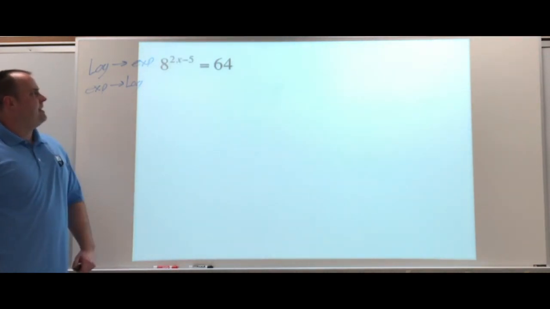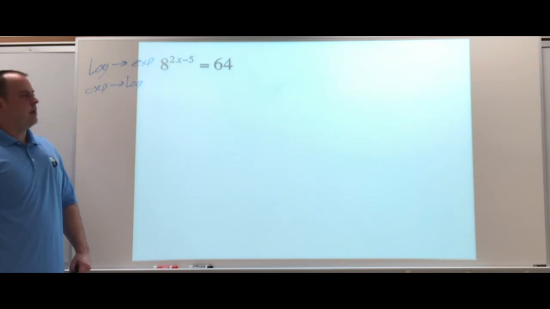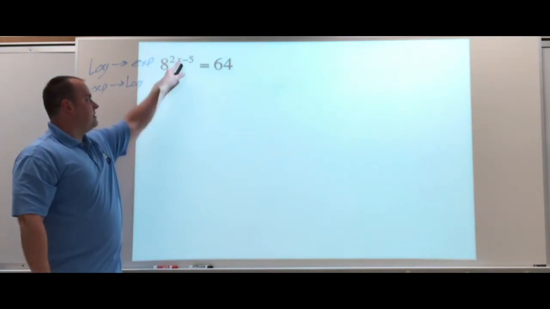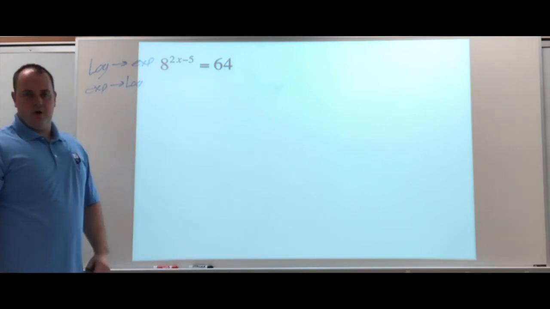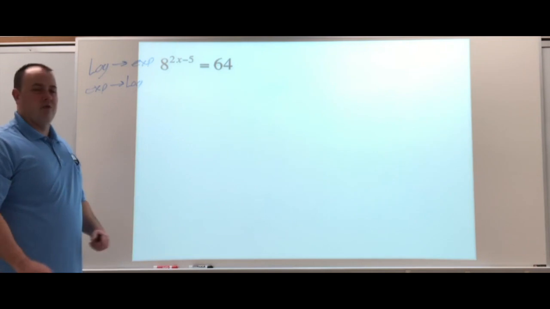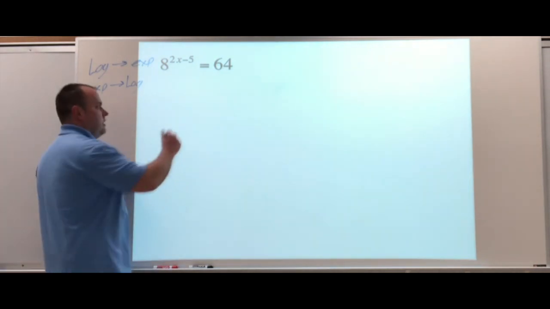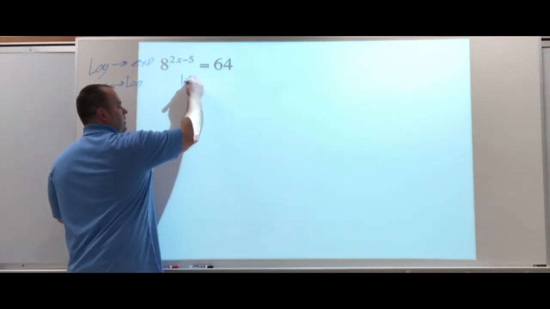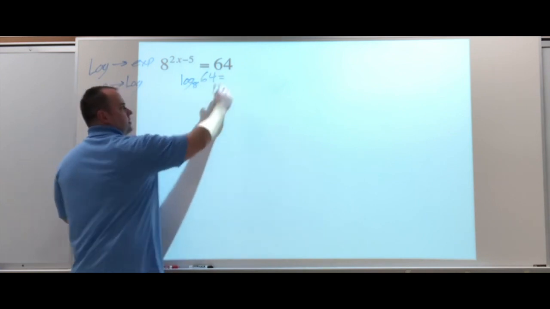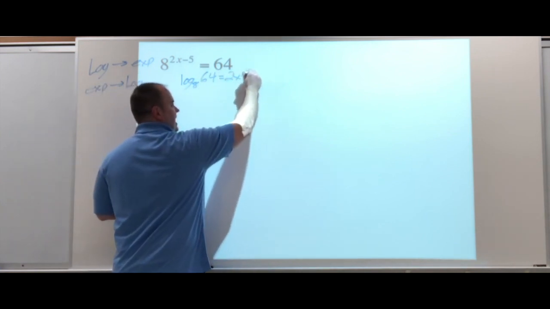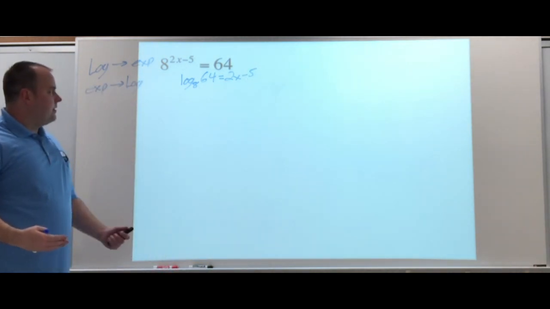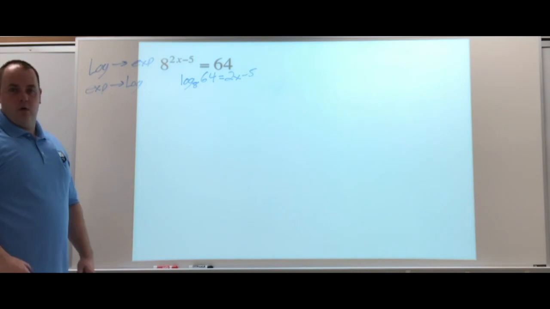So here we have 8 to the 2x minus 5 power equals 64. Our missing value is up in the exponent. It's an exponent equation, so we're going to take this exponent and write it as a log. Log base 8 of 64 equals 2x minus 5. So here we have a log that we need to be able to evaluate.